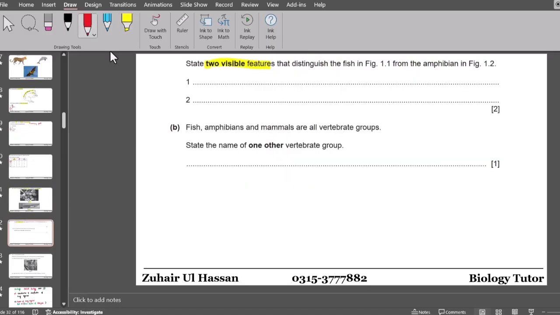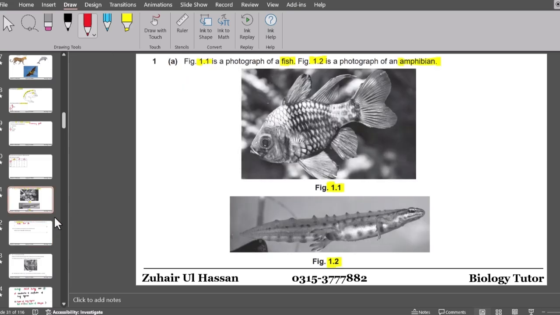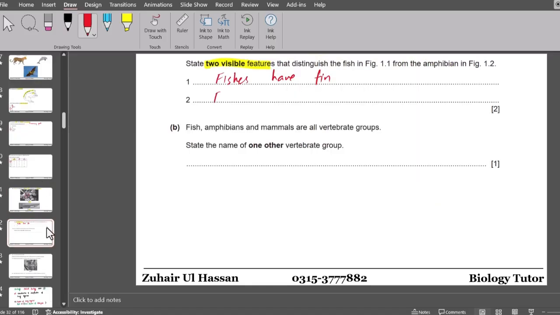So let us write it down there. Fishes have fins. Amphibians don't have the fin. Another feature that we can also write out there is fishes have scales present on their skin, but amphibians don't have the scale present on the skin. So fishes have scaly skin. Amphibians don't have scale present on their skin. So for 2 marks, these 2 points would be enough.